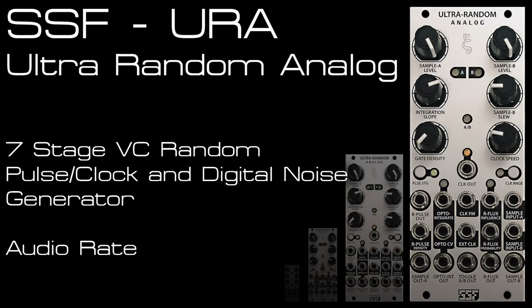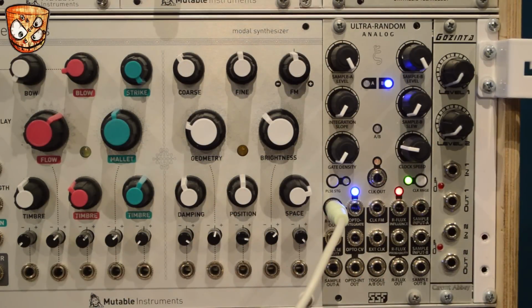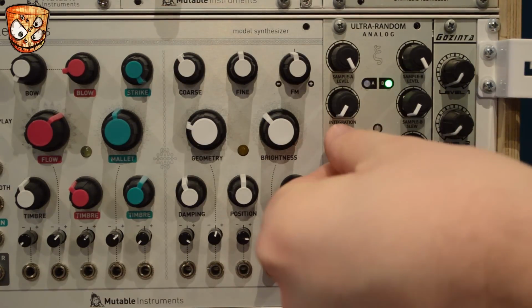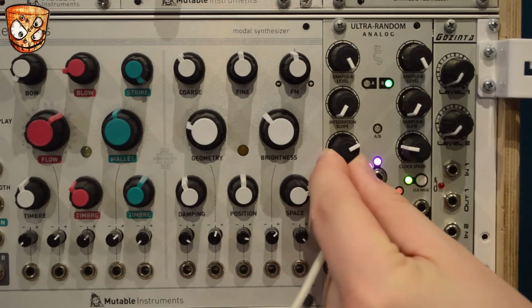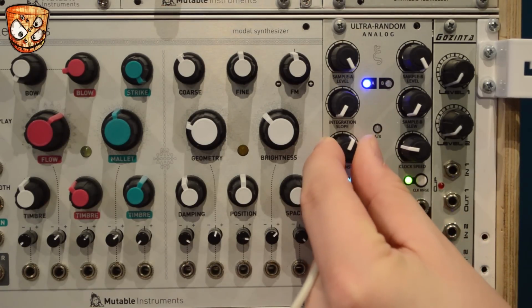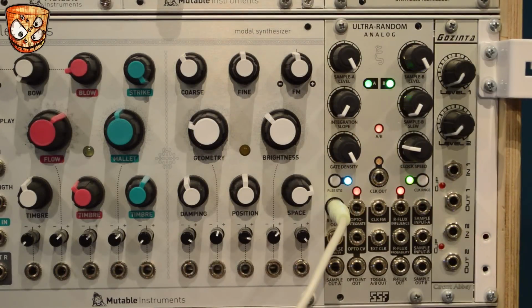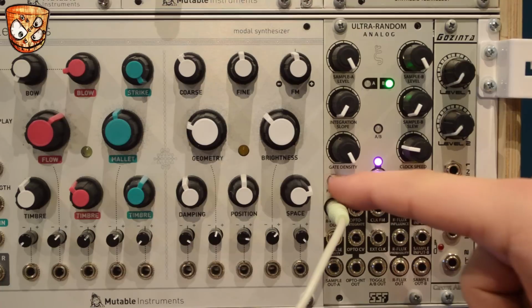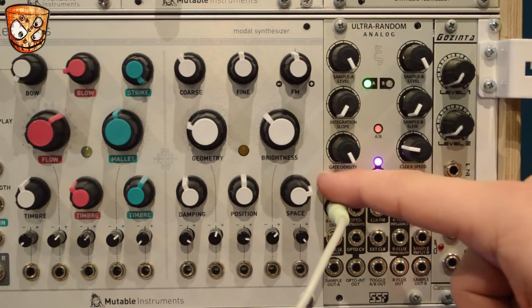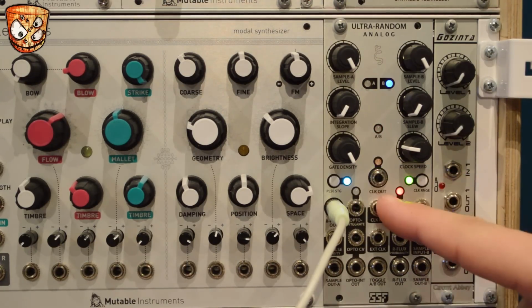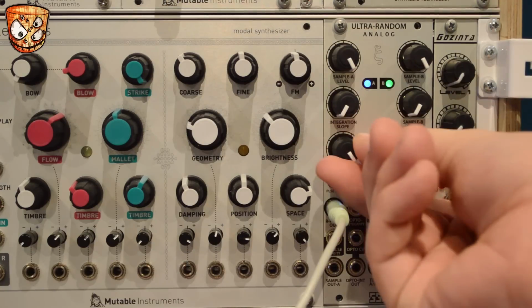Here's the random pulses at audio rate, and I'm taking the output straight into my sound card. Turning up the gate density now, you'll start to hear the noise. As I flick through the pulse stage divider, you can hear those tone changes across those 7 division stages. The gate density still influences each stage.